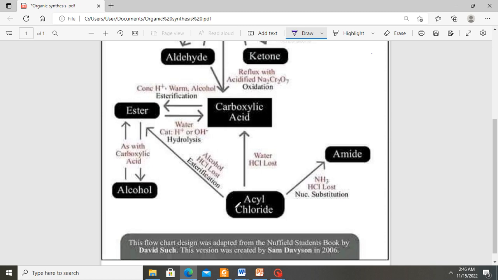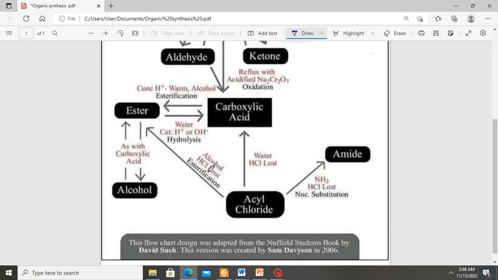Acyl chlorides can be converted to esters by treating them with alcohol, also by an esterification reaction, or they can be converted to amides by treating them with ammonia or an amine. So this reaction, converting acyl chlorides to amide, is a nucleophilic substitution reaction in which the Cl of the acyl chloride gets replaced by the NH2 from the NH3, or if it is an amine, the amino group bonds to the carboxylic group of the acyl chloride to form the amide.